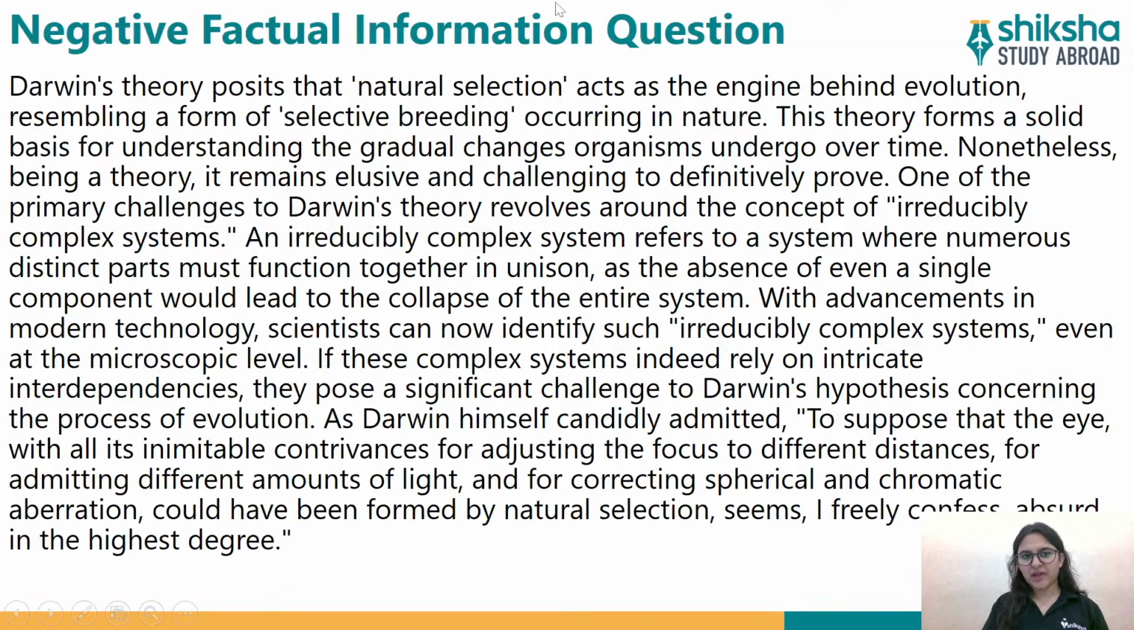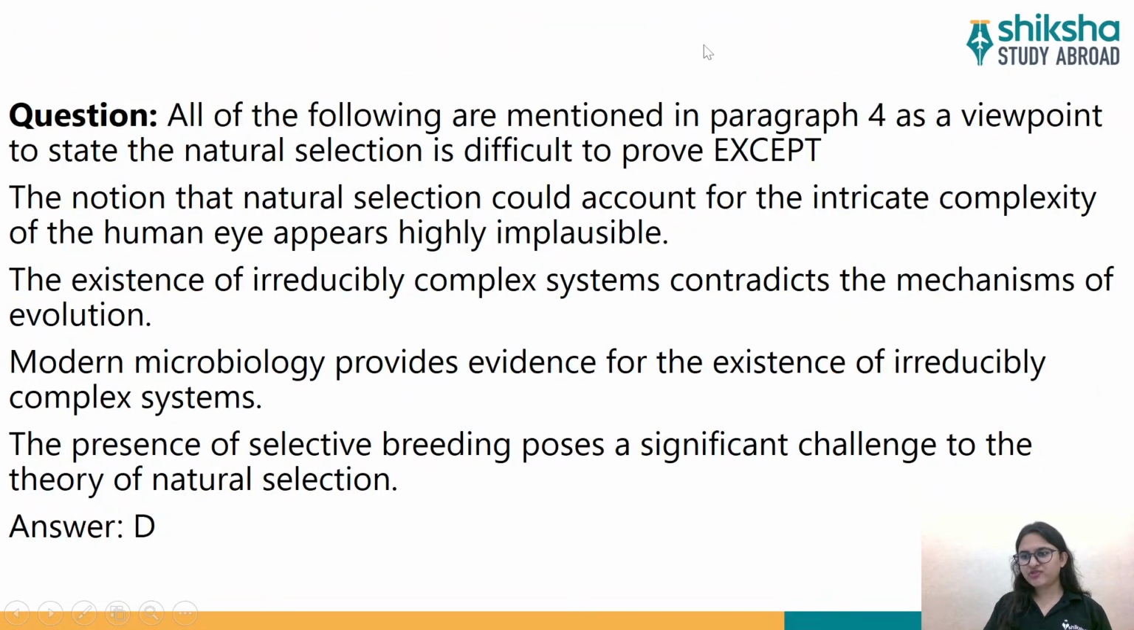Now, if we talk about the negative factual information question, I always told you it is just the opposite of the factual question. Definitely the question will look like this. All of the following are mentioned in paragraph 4 as a viewpoint to state that natural selection is difficult to prove except. You can see this except in bold. Why is it in capital? Not, no, and except. These words will always be there in your negative factual question. Please do not ignore these words, because these are the words which will help you recognize that now we are going to attempt the negative factual questions.